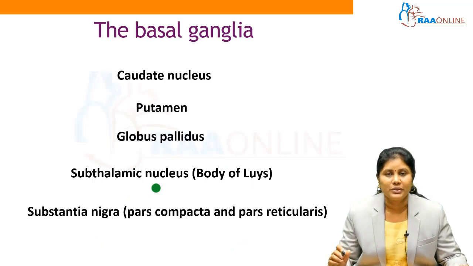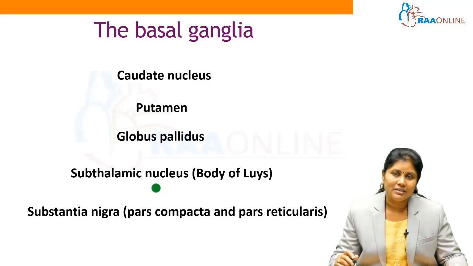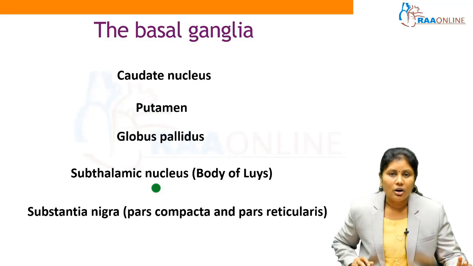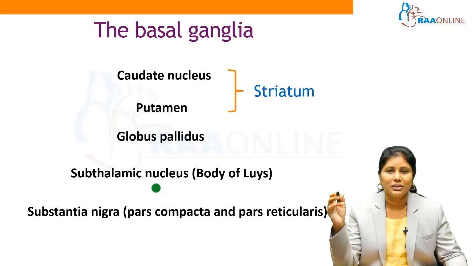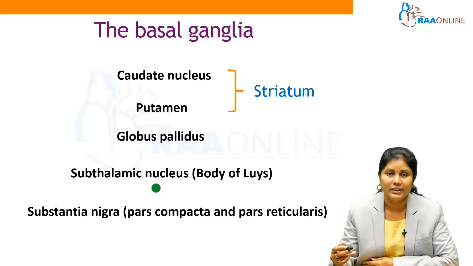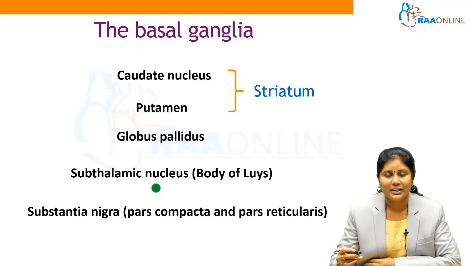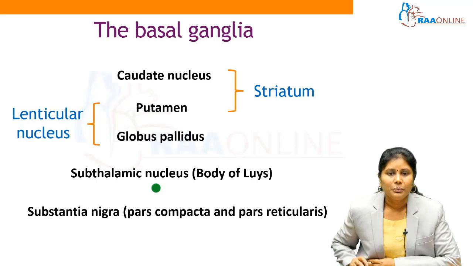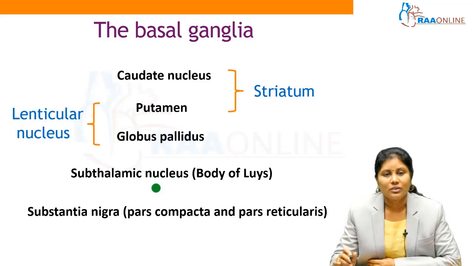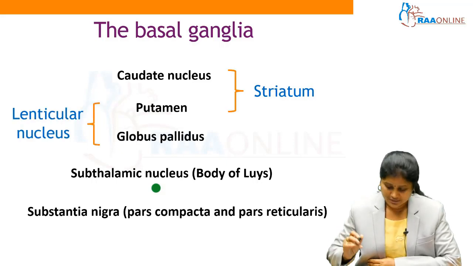So these 5 nuclei are caudate, putamen, globus pallidus, subthalamic nucleus, which is otherwise called the body of Luys, and substantia nigra, which is composed of pars compacta and reticularis. In this, the caudate and the putamen together are called the striatum. Striatum is nothing but the cortex. Like how we have cerebral cortex, the cortex of the basal ganglia is also called striatum, or neostriatum. Putamen and globus pallidus together are called the lenticular nucleus.